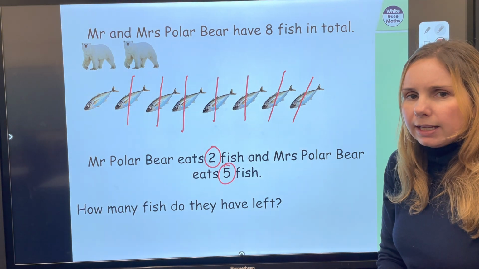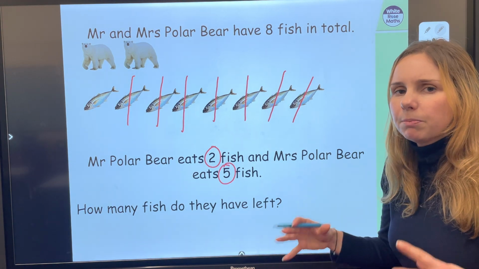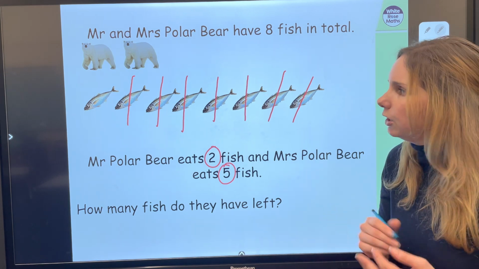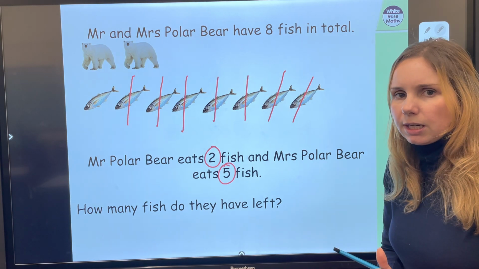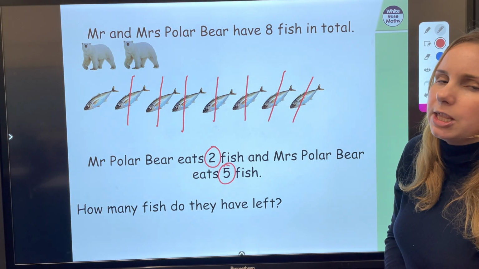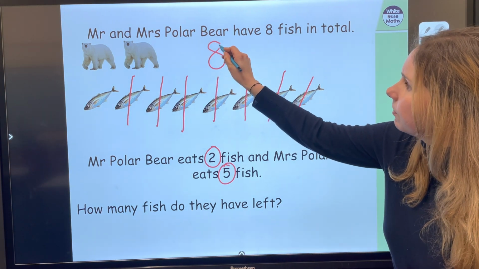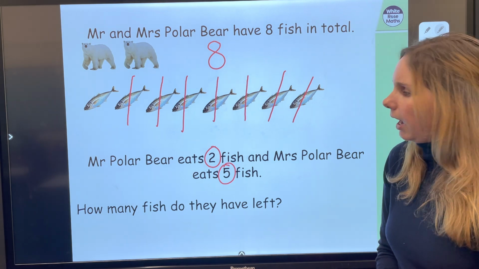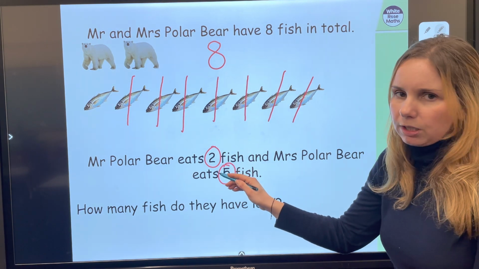What would that look like as a number sentence? How would we write that? If you've got some paper at home now, I'd like you to have a go at writing that number story. So what number did we start with? Always the number that we started with. We started with 8. And then we subtracted 5 and we subtracted 2.